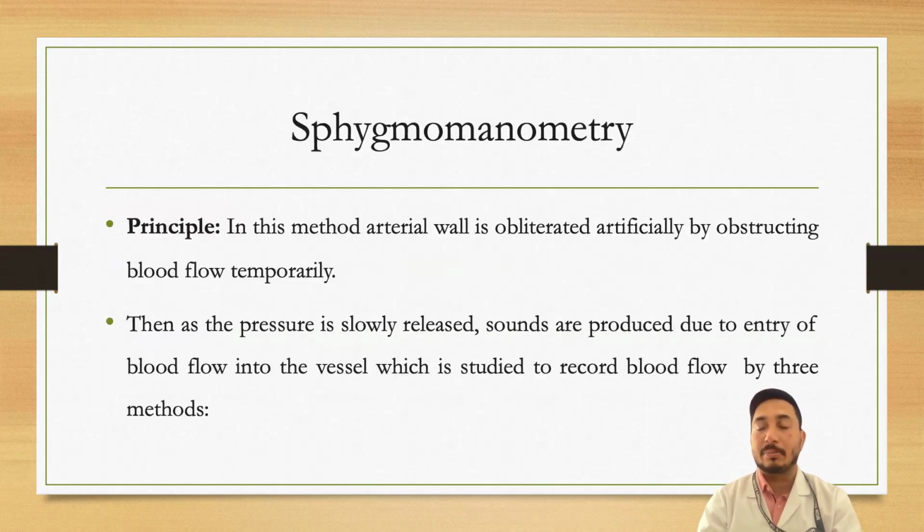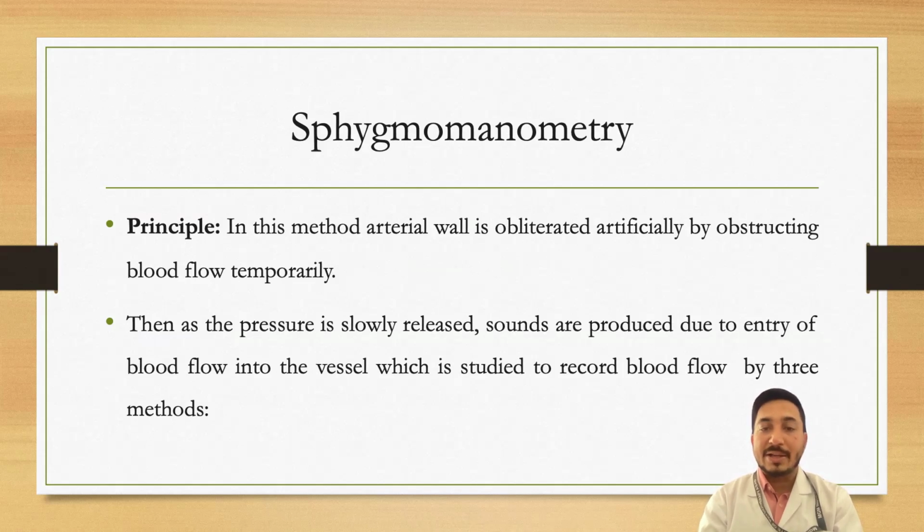Now, for indirect blood pressure measurement, we employ a method called sphygmomanometry. In this method, the arterial wall is obliterated artificially by obstructing blood flow temporarily. So, what we do is apply external pressure to occlude the artery and obstruct its blood flow.